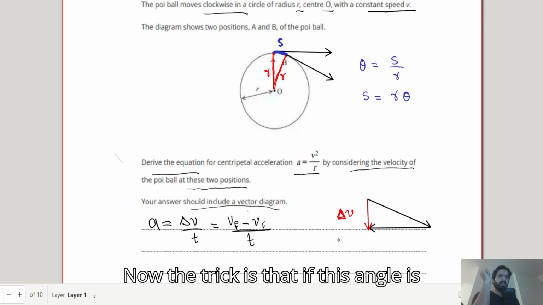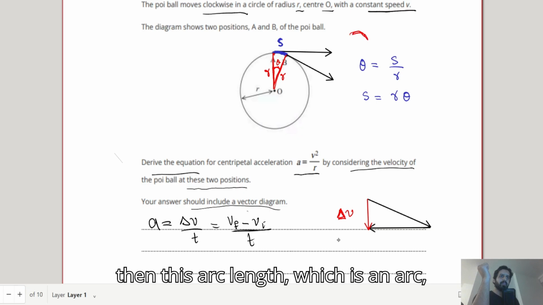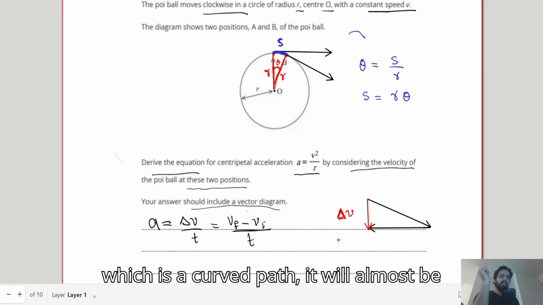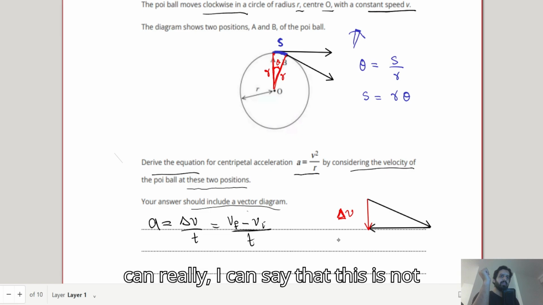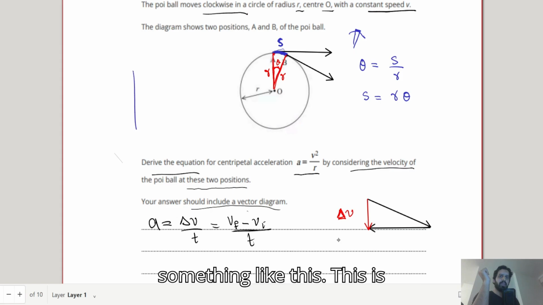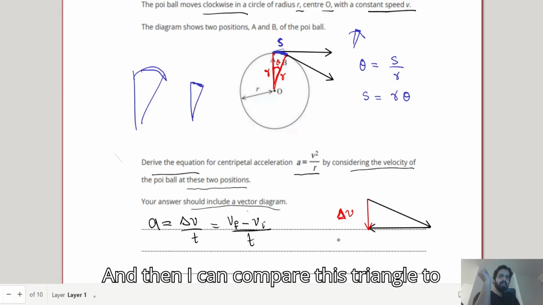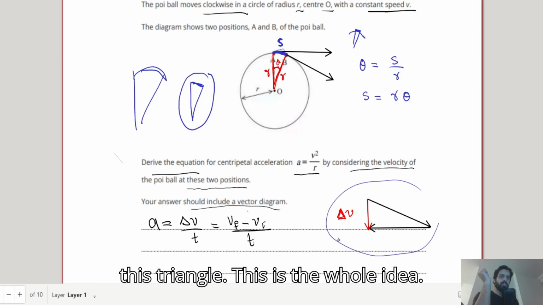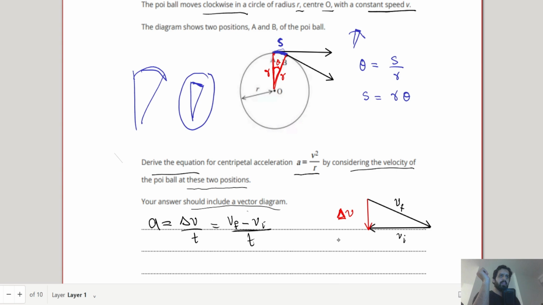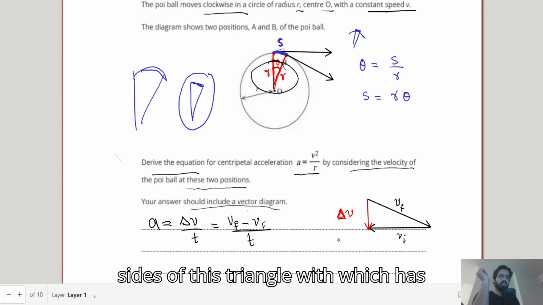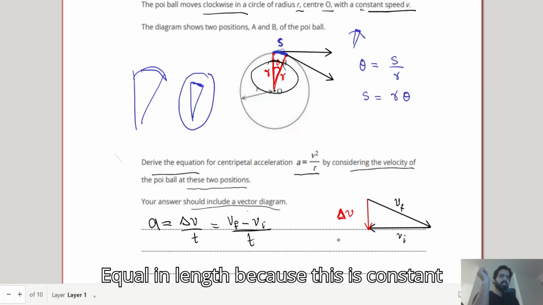Now the trick is that if this angle is small, then this arc length, which is a curved path, will almost be a straight line, right? So here it is almost straight. Therefore, I can say that this is not something like this. This is actually just a small triangle like this. And then I can compare this triangle to this triangle. This is the whole idea. This is v final, this is v initial. And this is just like the sides of this triangle, which has sides r, and this v final and v initial are also equal in length because this is constant speed, right?